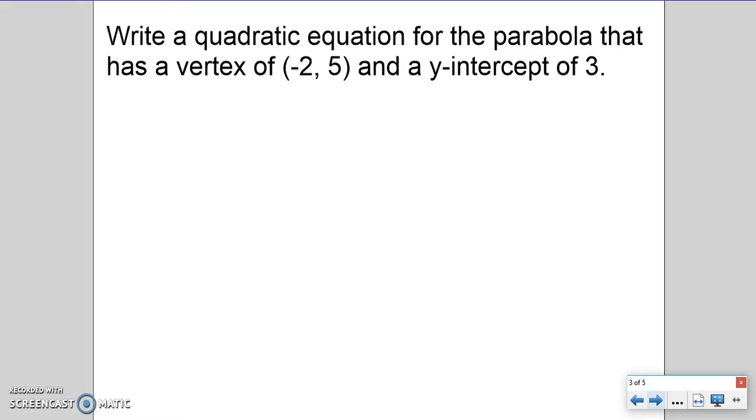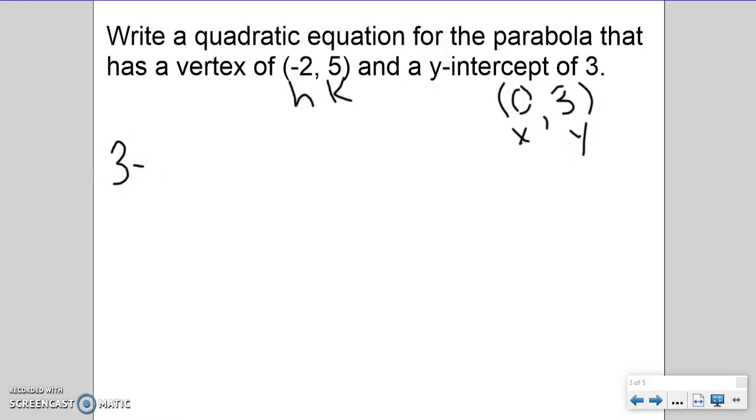So now I've given you a vertex of negative 2, positive 5. So this is h and k. And now I have a y-intercept of 3. I'm going to write that as a coordinate point so that I can use it as x and y. Since it's a y-intercept, I know my x value is 0, and my y value will be 3. So I'm going to use this as x and y. I'm going to substitute that into my equation.